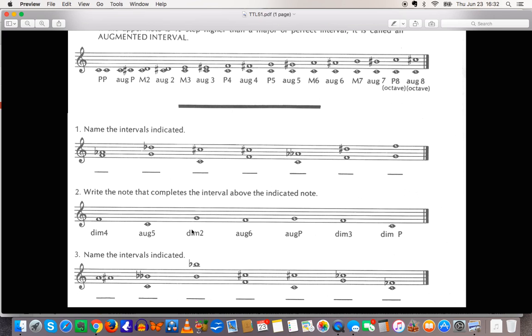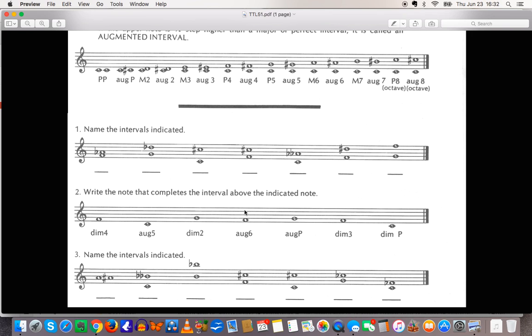Now you have the intervals laid out for you. You have to write the second note in. So a diminished fourth, basically we're going to go up above the indicator. So diminished fourth. Now F to B flat, that's going to be a perfect fourth. You add another flat to that B and you're going to have a diminished fourth.